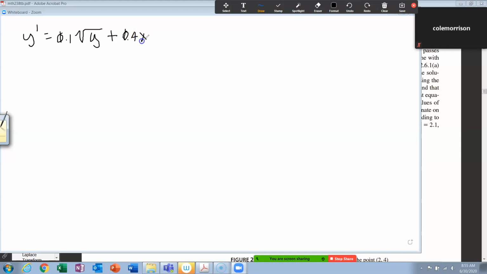x squared. Now this is a little bit better than writing with my finger of my right hand. Do you think so or not? Yay or nay? Do you like it better than what we were doing, or would you rather go back to the old? Initial condition, y of 2 is equal to 4.